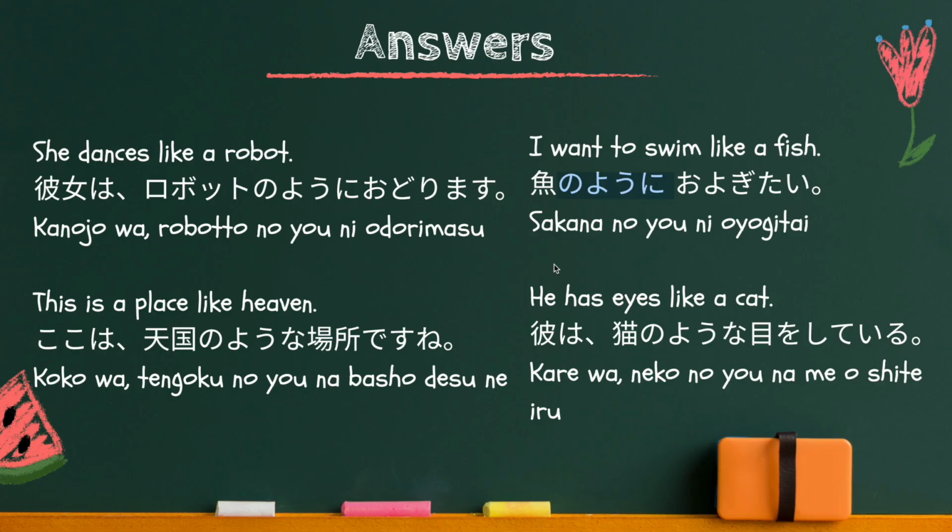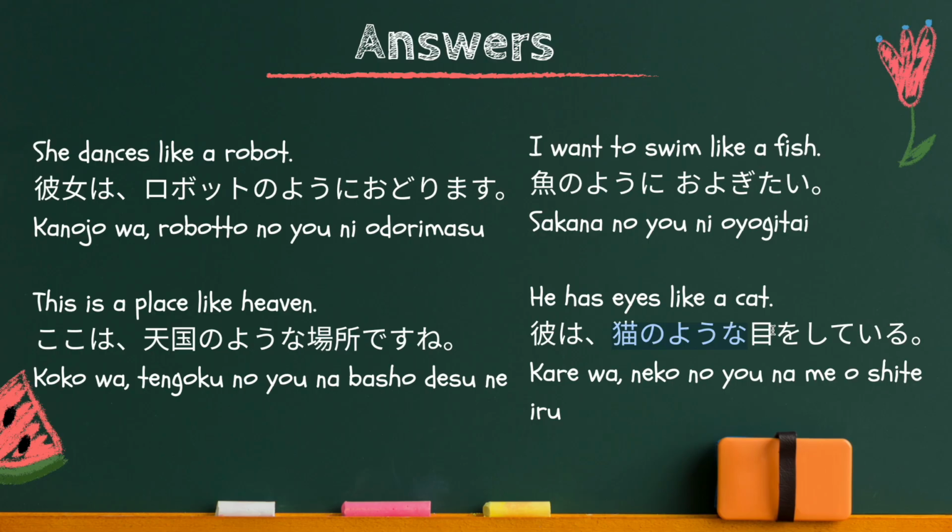Last one, he has eyes like a cat. 彼は猫のような目をしている。So this one is modifying a noun. Therefore, noun のような and another noun.